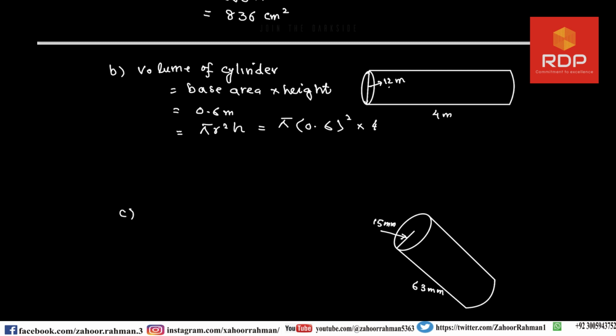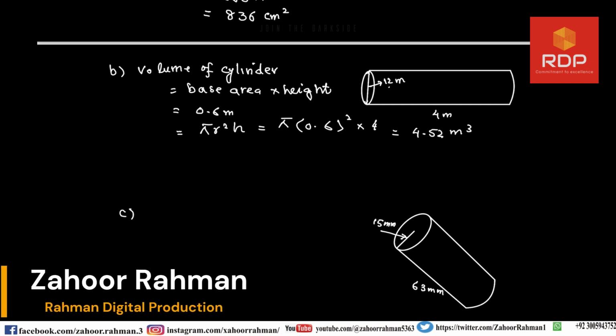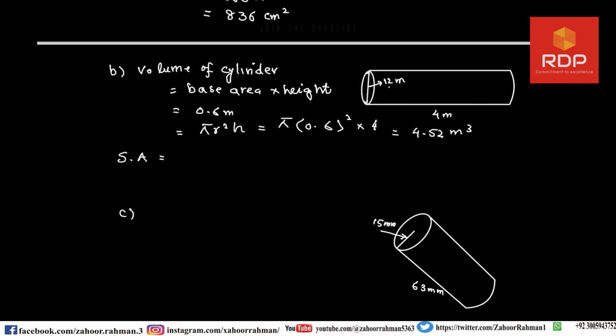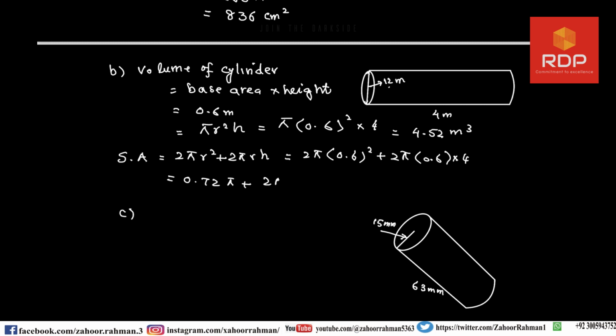and that is 4. So when we calculate it, we will get 4.52 meter cube. Now the second part is the surface area, and surface area is 2 pi r square plus 2 pi r h. Putting the values, 2 pi into 0.6 whole square plus 2 pi into 0.6 into 4. And when we calculate the first part, we will get 0.72 pi plus 2 pi into 0.6 into 4.